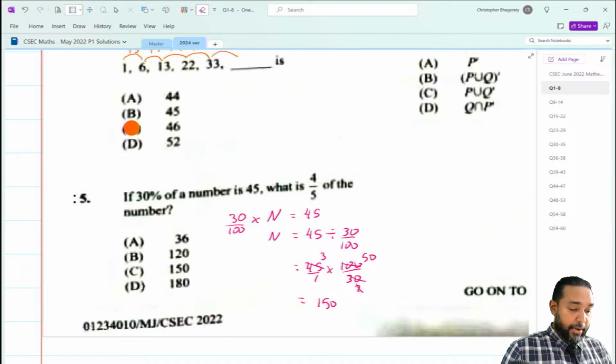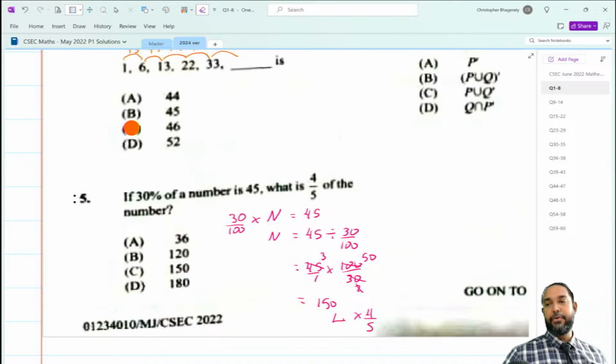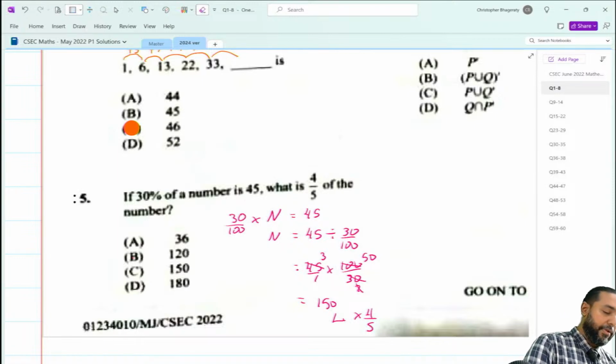Anyhow. Right, so 150. Cool. Now, we haven't answered the question yet. They want what is 4/5 of that number. Right? So if you multiply that by 4/5, 5 into 150 goes how many times? 30. And then 30 by 4 will give us 120. Right.